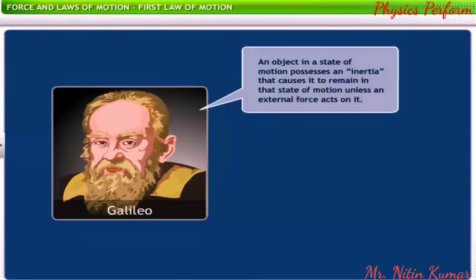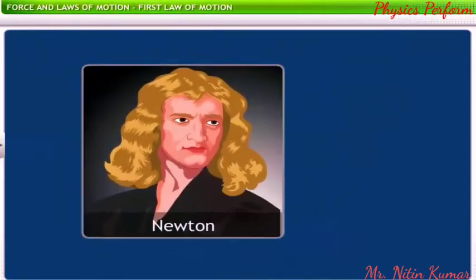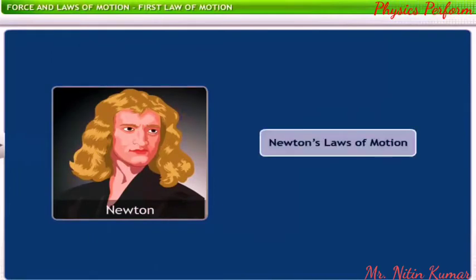An object in a state of motion possesses an inertia that causes it to remain in that state of motion unless an external force acts on it. Sir Isaac Newton further studied Galileo's ideas on force and motion and presented three fundamental laws that govern the motion of objects. These three laws are known as Newton's laws of motion.